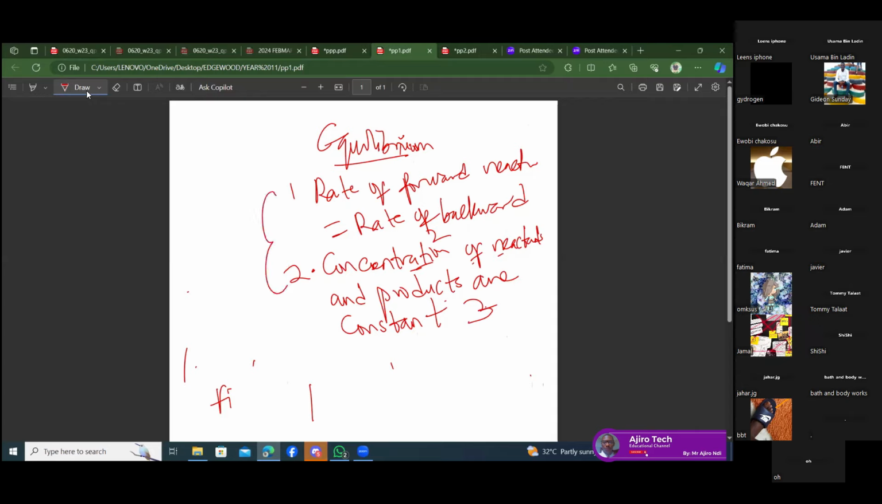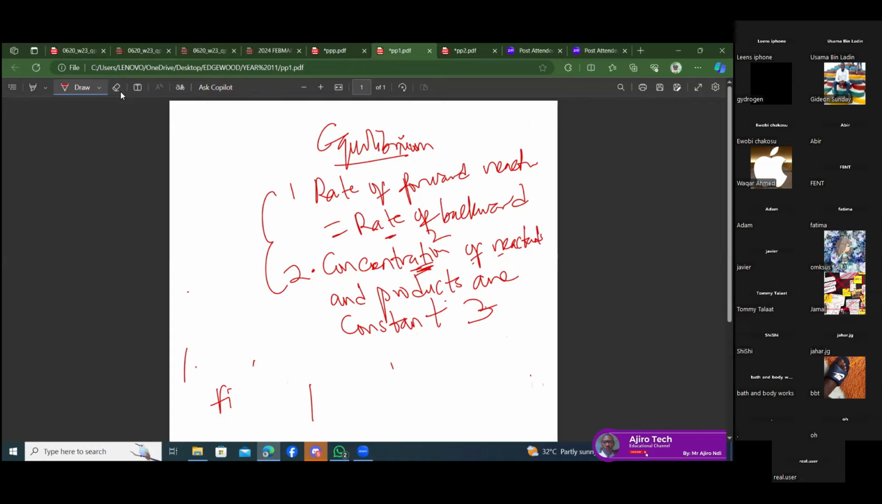And these are the two things you need to write when you are asked to describe what is a reaction at equilibrium. This is very important. We have repeated questions on this to describe equilibrium with 2 marks allocated. So you have to write that the rate of forward reaction is equal to the rate of backward reaction, and then the concentrations of reactants and products are constant. That is, they are no longer changing.